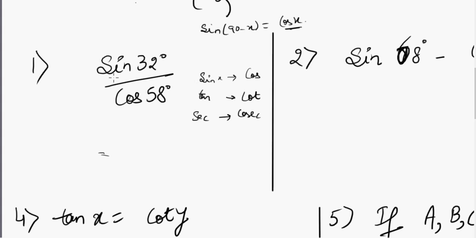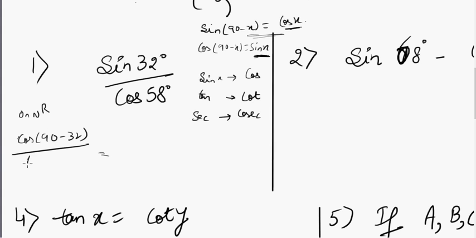Say, let us apply it on the numerator. So on the numerator, sine x is cos of 90 minus x by the same rule. So if we are given sine x, we can write cos of 90 minus x, the same thing. So it will be cos of 90 minus 32 over cos 58. Now 90 minus 32 is 58. So it has become cos 58 over cos 58.